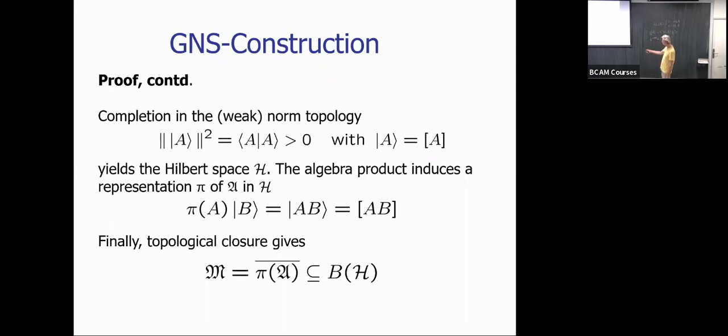And then, of course, we define a representation of the algebra acting on the equivalence classes of states in the Hilbert space simply by taking the states that correspond to the equivalence classes of the algebra products here. And eventually, we take the topological closure of that, and this gives rise to our von Neumann algebra, our W-star algebra.